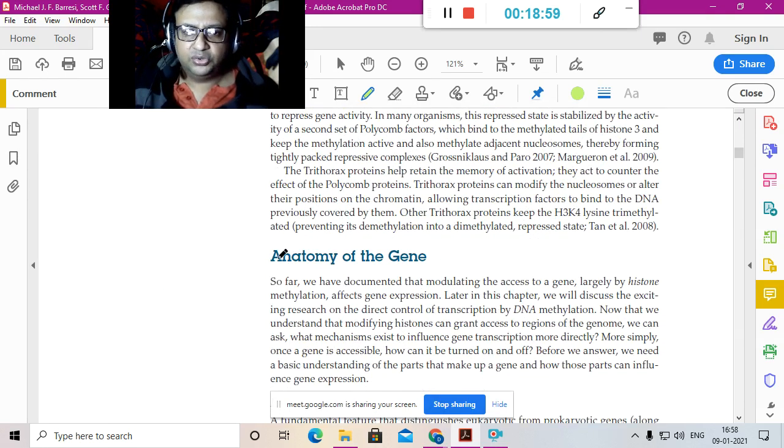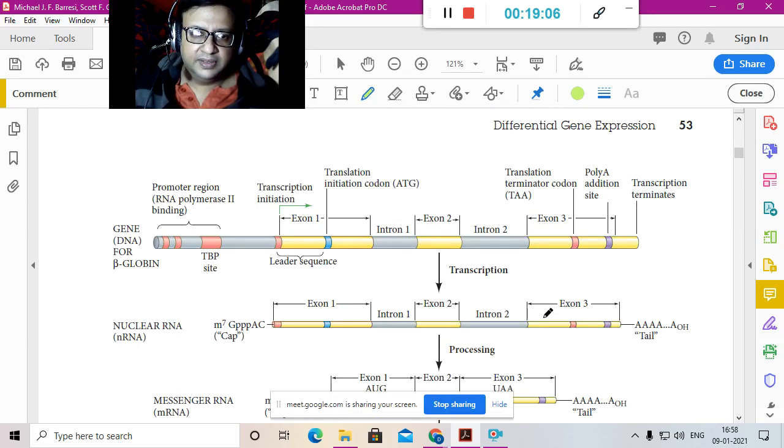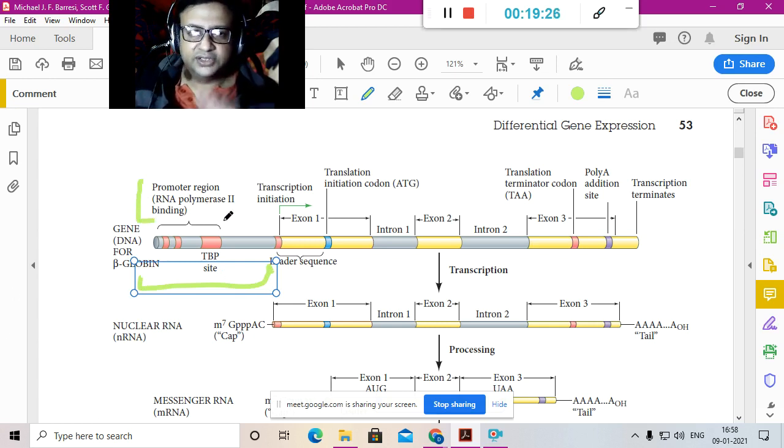So now let us go to the anatomy of a gene, the eukaryotic gene specifically. Let us talk about the beta globin gene. You know there are exons and introns present. You have a region before transcription takes place. This region is known as the promoter region. This is not transcribed. This is a regulatory region where the TBP site, RNA polymerase binds. RNA polymerase binds to this region.